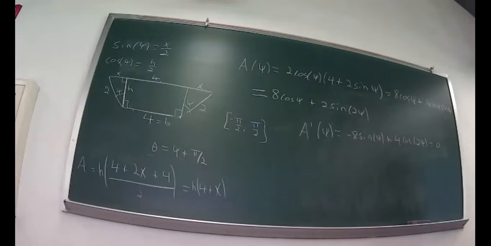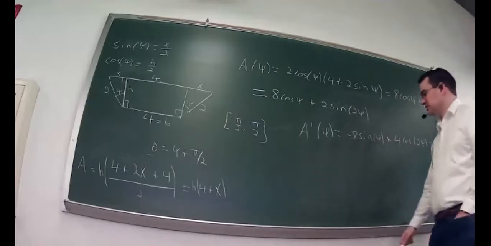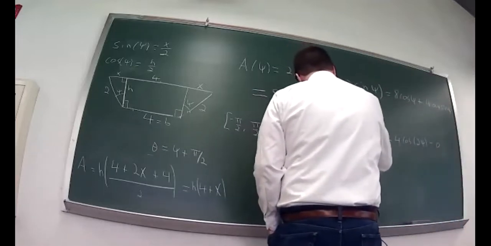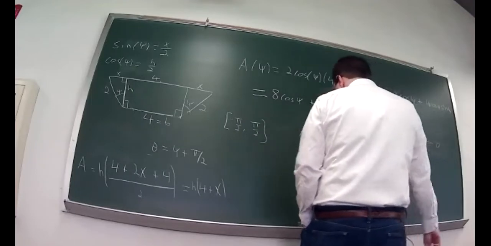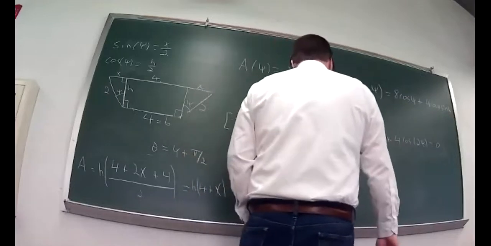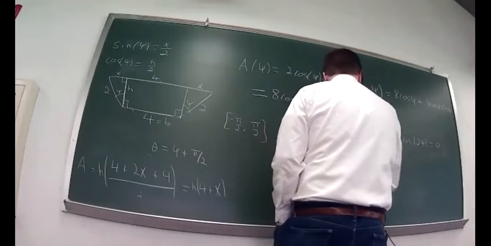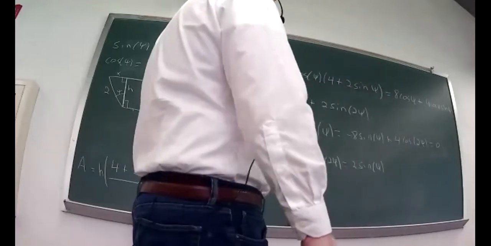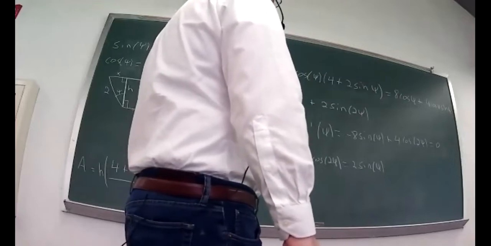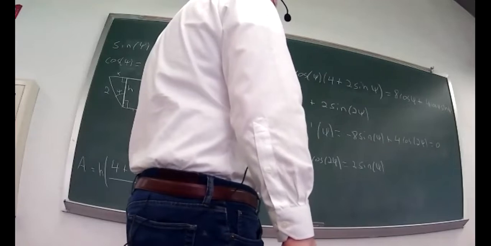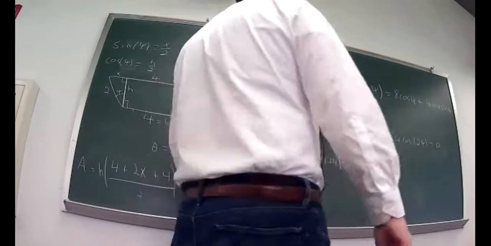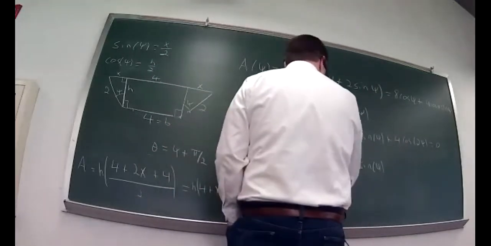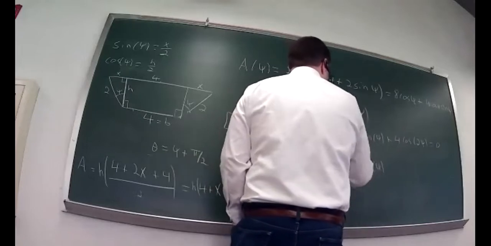And yeah, you're just going to get 4 cosine of 2 psi is equal to 8 sine of psi, and dividing both sides by 4, cosine 2 psi equals 2 sine of psi. Yeah, I don't know, is there an easy way to see that? You could figure that out graphically, but I think maybe the double angle formula.